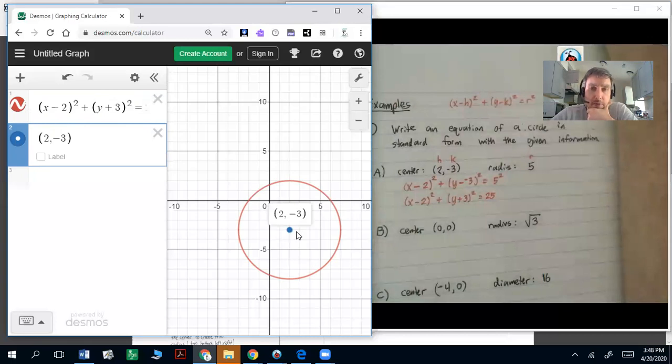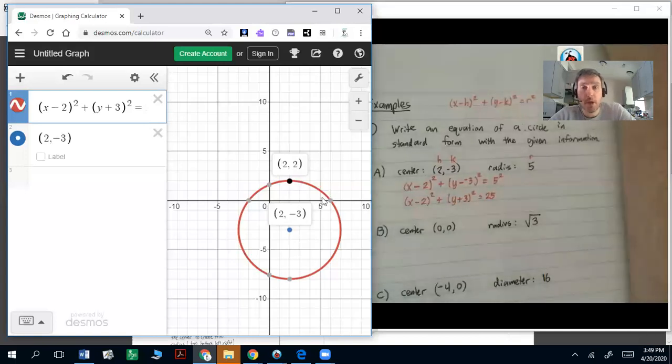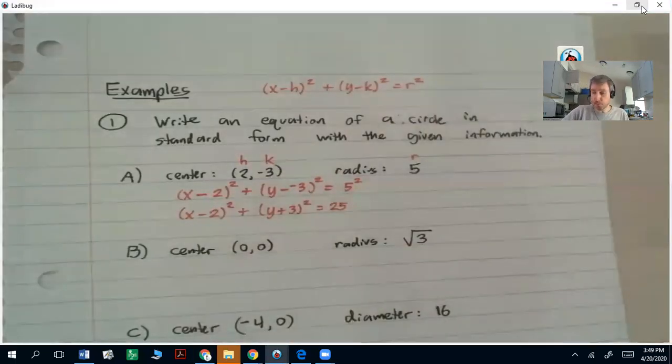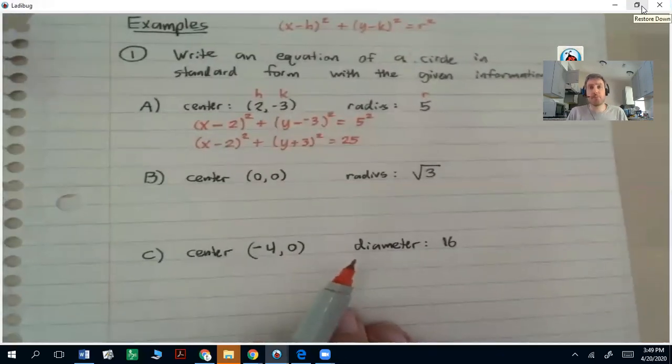And to verify that the radius is 5, you just have to do some counting. So like if you look at here, I'm going from 2, -3 to 2, 2. That's 5 units up. -3 to the x-axis is 3 units, and then another 2 is going to give you 5. So that radius is 5. So we did that right. I'm not going to do those for every one of them, but just so you can see, you can check your work there. Let's look at letter B.